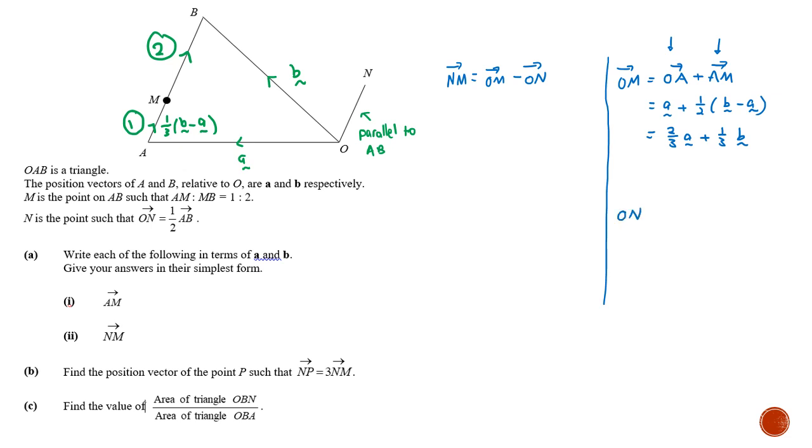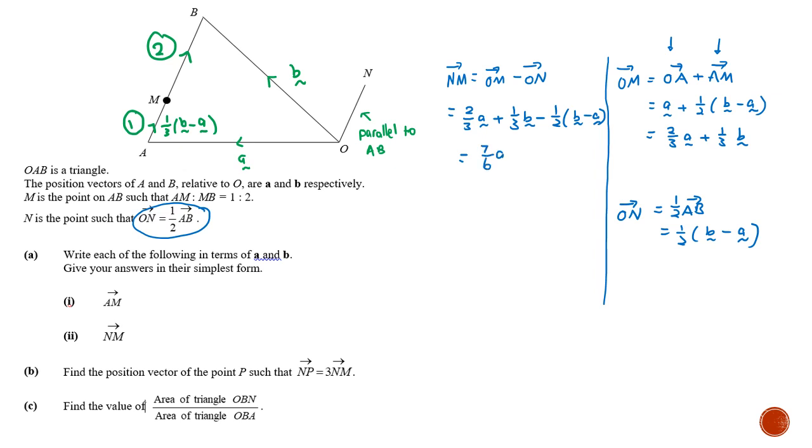We also have to find vector ON, and we know that vector ON will be equal to half of vector AB, and so we will have vector ON equal to half of vector B minus A. Putting in both vector OM and vector ON in terms of vector A and B, we will have 2/3 times vector A plus 1/3 of vector B minus half bracket vector B minus A. And simplifying one last time, we will have 7/6 of vector A minus 1/6 of vector B.